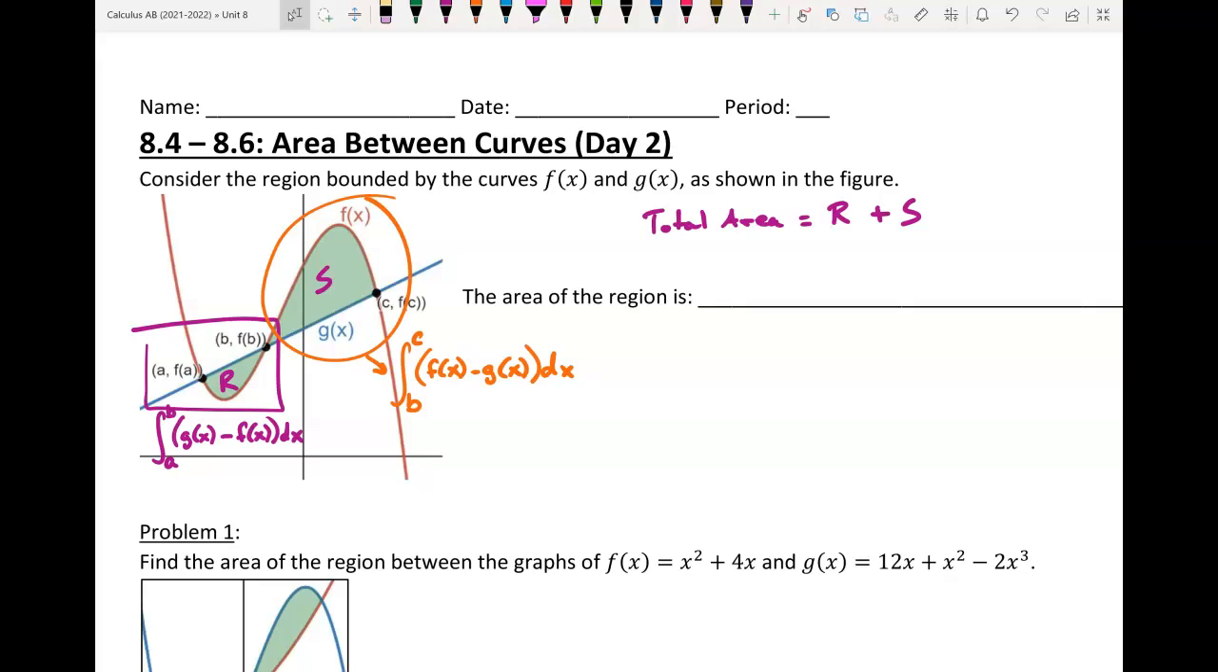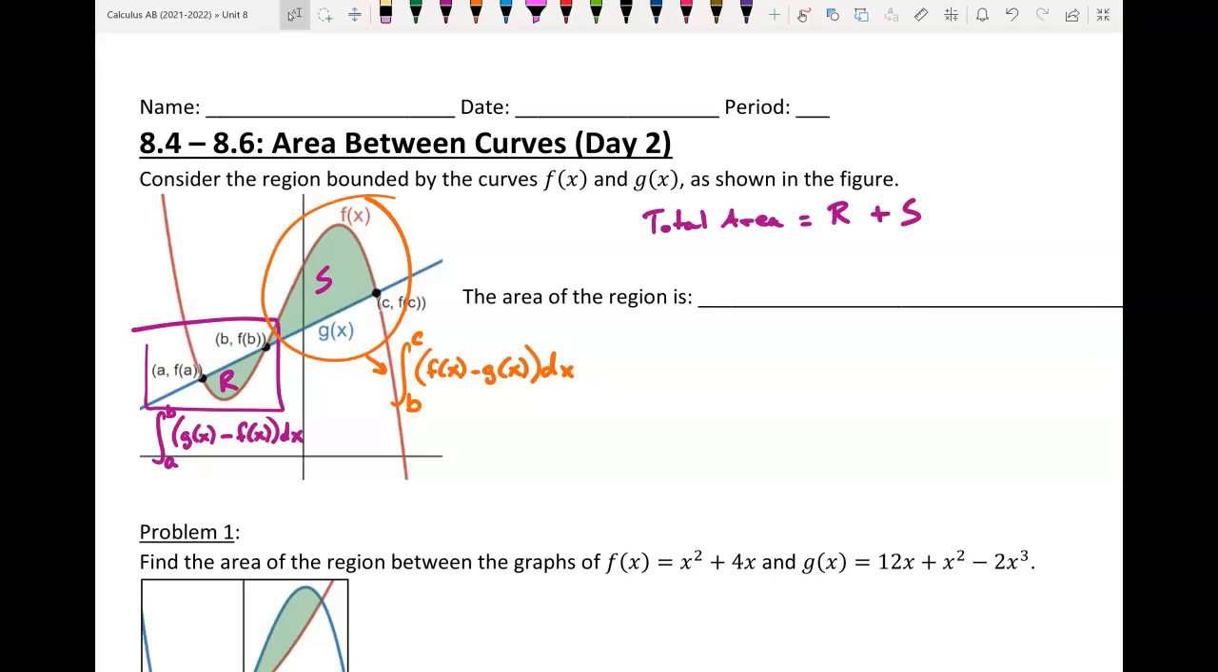A couple things you have to pay attention to. The interval of integration. Some of you are trying to use the f of a, f of b, f of c. We don't use that here, just the a, b, and c. So we're going from a to b and then b to c. That's our intervals of integration. Second thing to pay attention to, what function is on the top? Because remember, it's always top minus bottom. In this case, g was on the top first, but then it flipped, and f became the top on the second region S. So how do we express that?